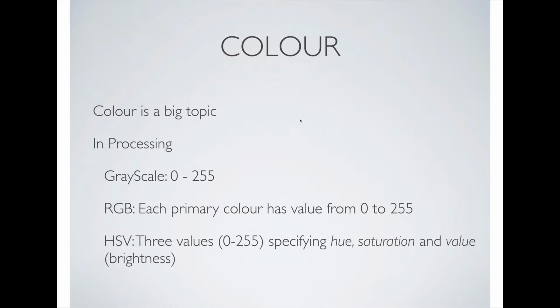Now, hue, saturation, and value, this is a different way of specifying colors. Hue is the type of color, so red, green, blue, that type of thing. And we have a ring of colors from 0 to 255, and they're all different colors. Saturation is the strength of that color, and value is the brightness of the color. So if you put the value up high, you'll get very bright colors.